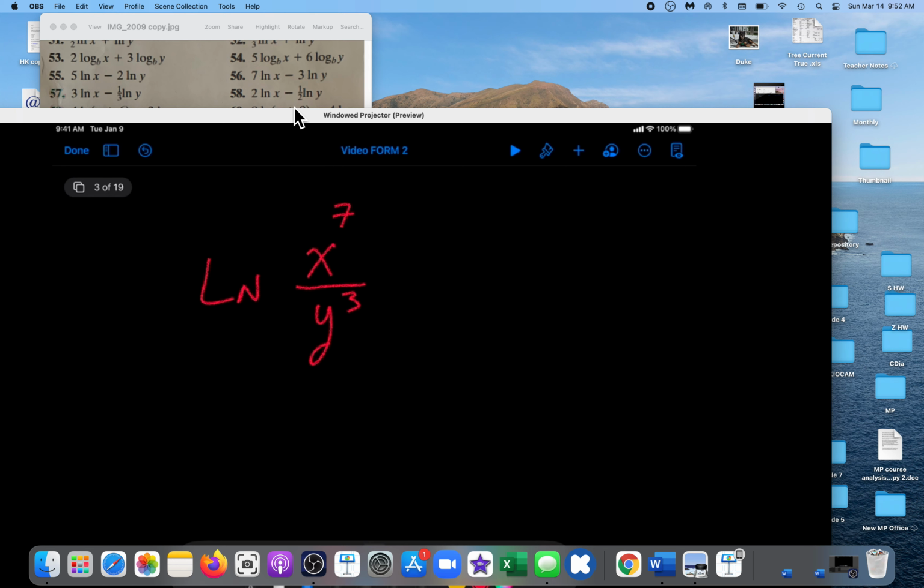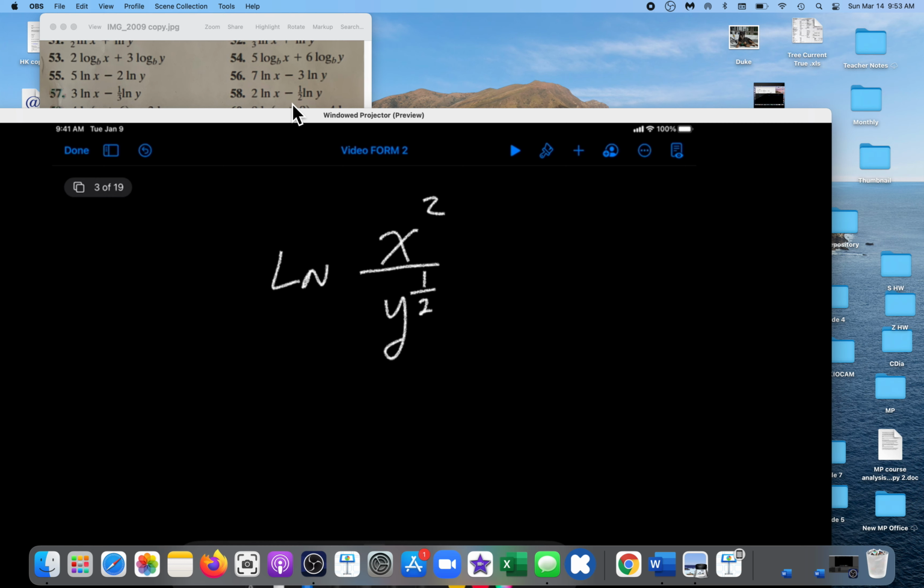58. Similar thing. We're going to bring these exponents up. We're going to put this argument in the denominator because of the negative sign. So we're going to write ln once. We know there's a fraction because there's a minus sign involved. On the bottom is going to be y to the 1/2, and on the top is going to be x squared.